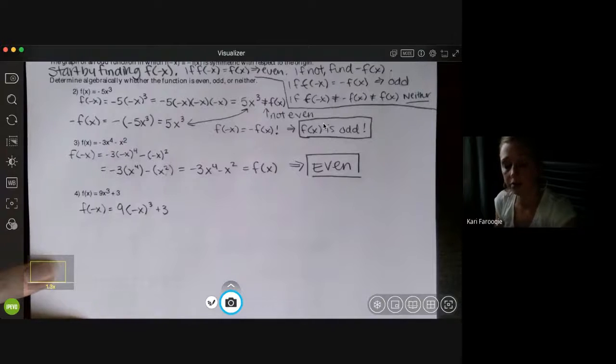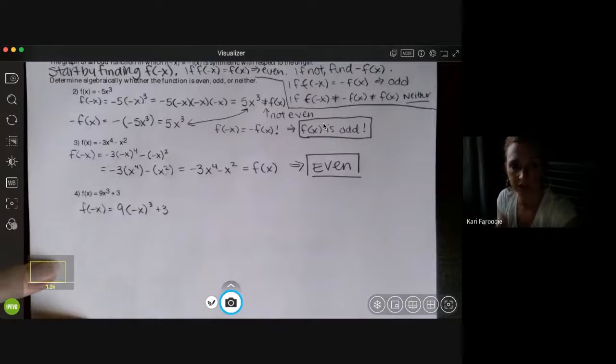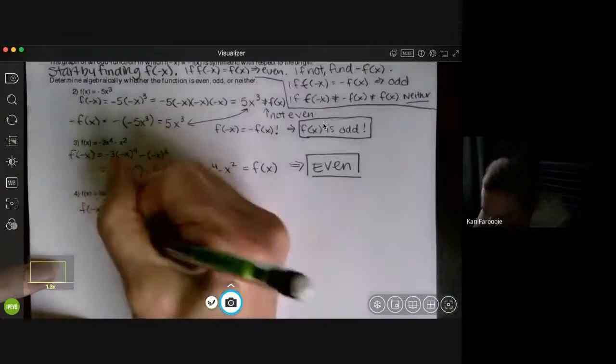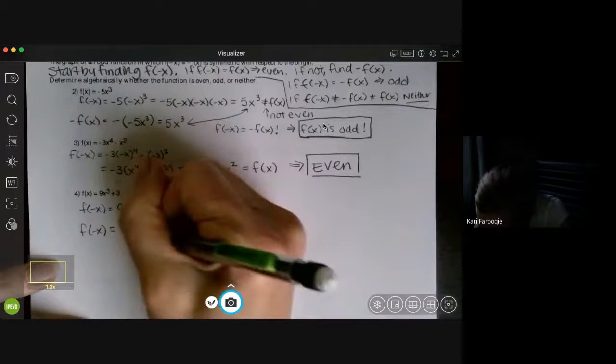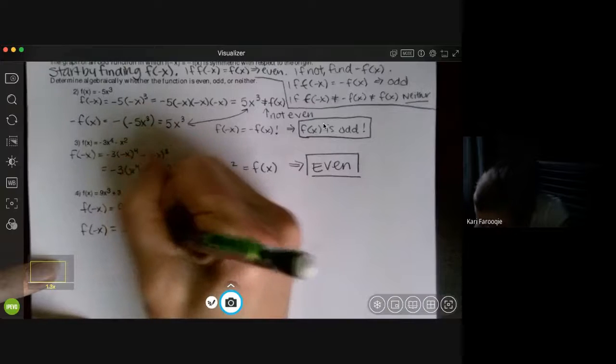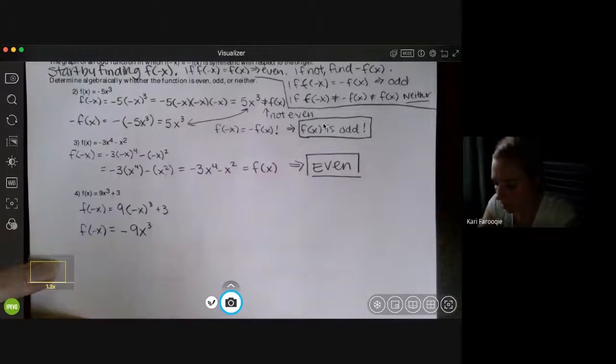And now you're going to think again about what it means to have a negative value and have it cubed. If you have a negative cubed, that means you have 3 negatives, and an odd number of negatives will stay negative. So you end up with just a negative 9x cubed, and then the plus 3 didn't change.